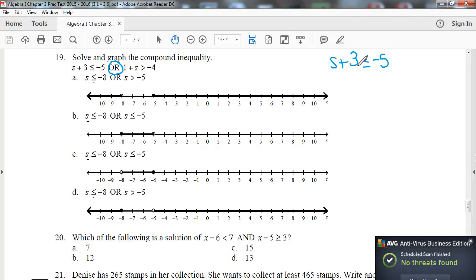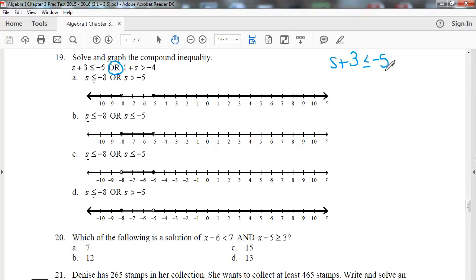So the one on the left says s plus 3 is less than or equal to negative 5. If we subtract 3 from both sides, we have s is less than or equal to negative 8. The other inequality says 1 plus s is greater than negative 4. And if we subtract 1 from both sides, we end up with s is greater than negative 5. Remember, these were or statements.